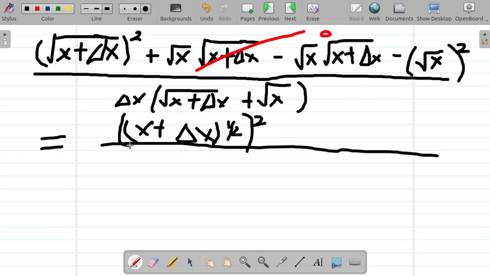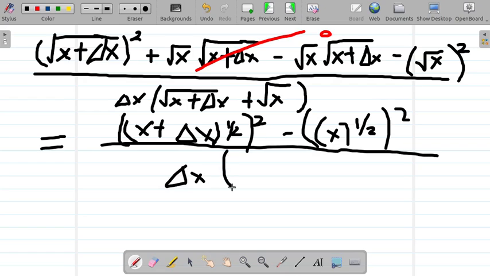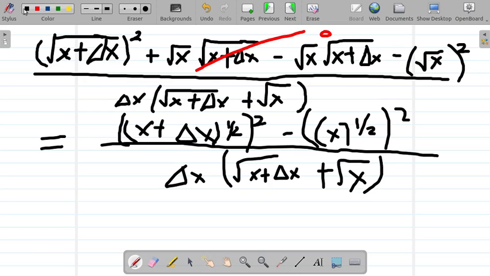squared nimo, plus minus x to the power of 1/2 squared, then change of x times square root of x plus change of x plus square root of x. So, kung mag-multiply ka og exponent to exponent, ang iyang rule ana is mag-i-add lang na nimo.